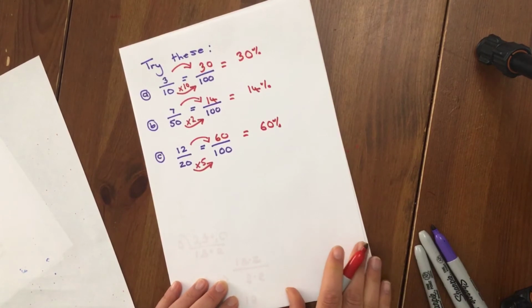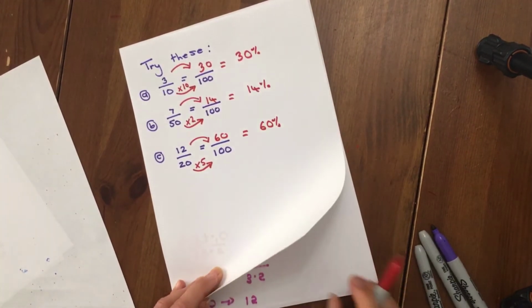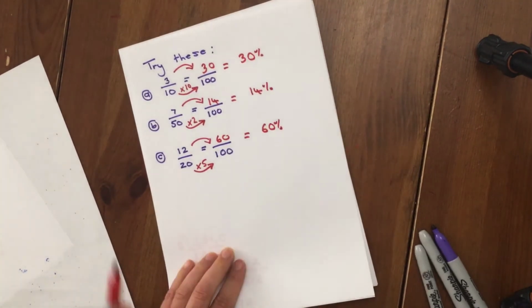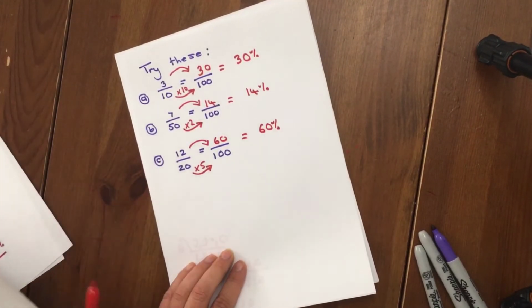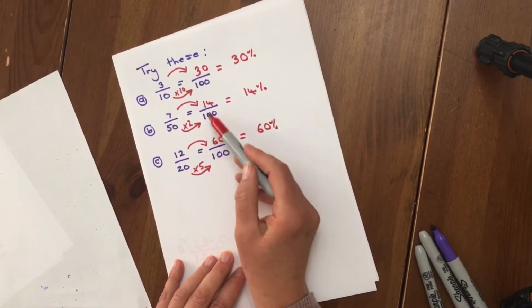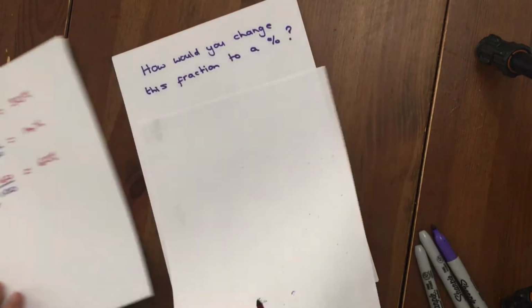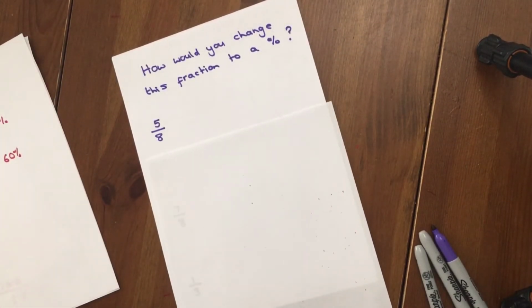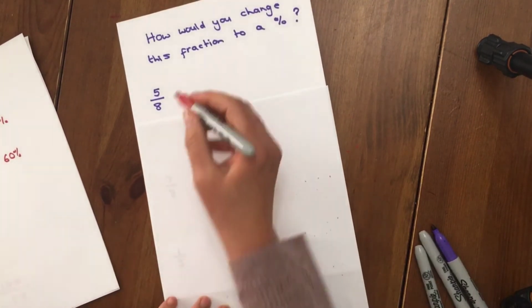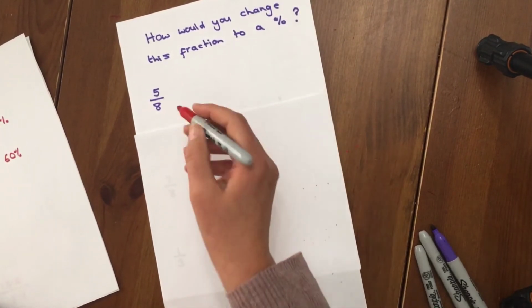Okay, so well done if you got those 3 right. There'll be a learning check on that at the end. Now, unfortunately, we might have questions where the denominator is not a factor of 100, so this method would not work. So, what about this one here? How would I change 5/8 to a percentage? Well, we have to change this to a decimal first and then to a percentage.